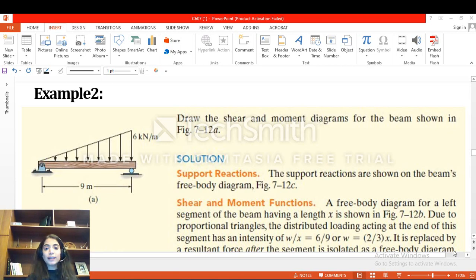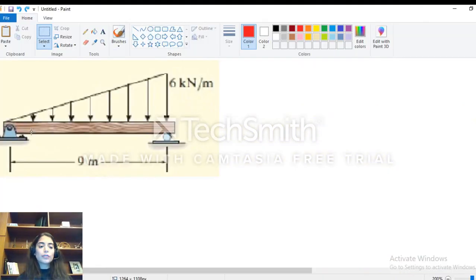I will solve it in detail. Let's do it. Of course, the first step is to find the reactions at this beam. So basically, I have here one reaction. I know that I should have two reactions, but since there is no horizontal force, there is no horizontal reaction. And I have here another reaction, RB.